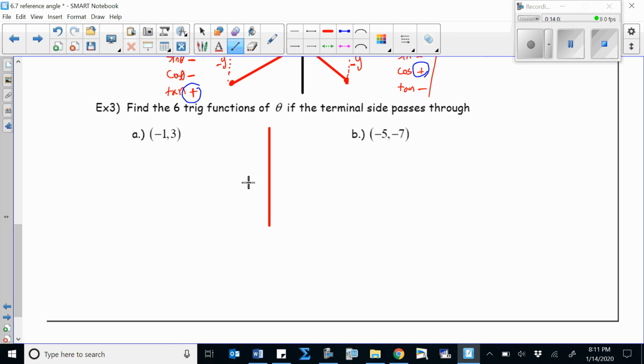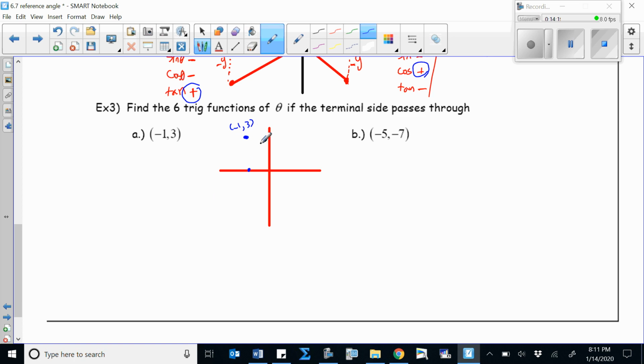Okay, so this is the coordinate plane. And -1 and 3 is going to be somewhere like this, -1 and 3. So the point is here. This is the point -1 and 3.